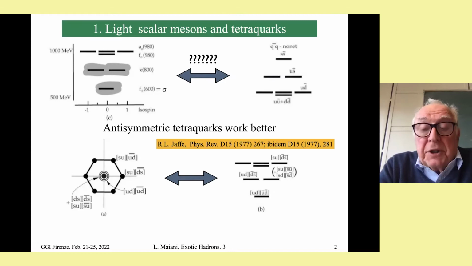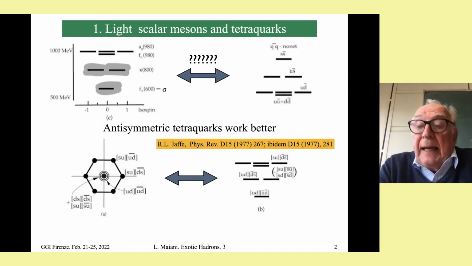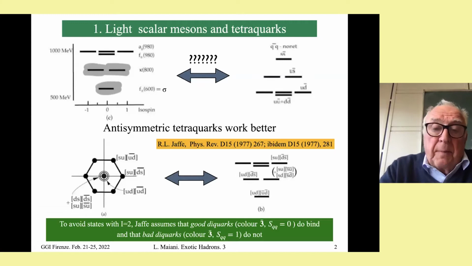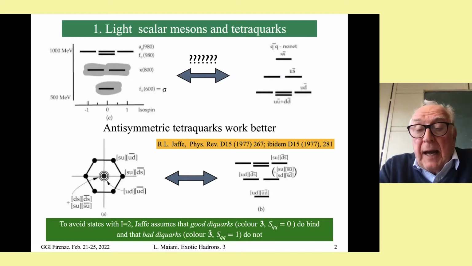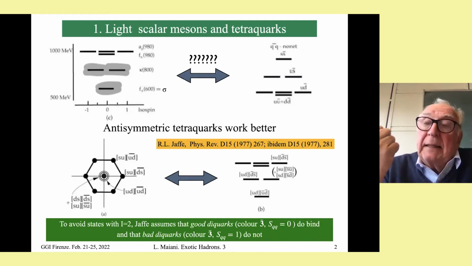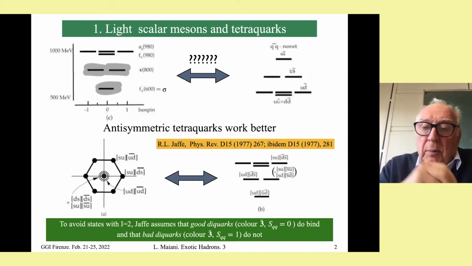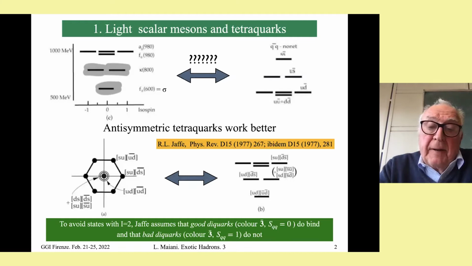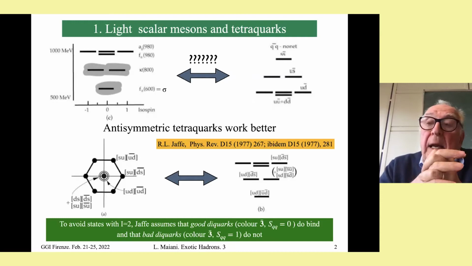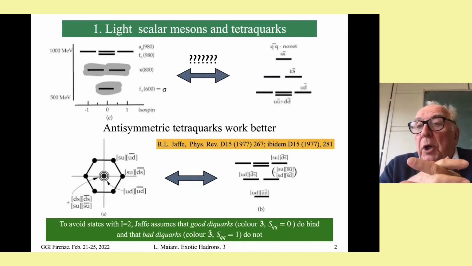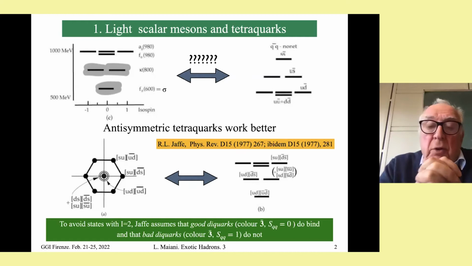And he proposed that, and he made a philosophy about that by distinguishing what Jaffe called the good diquarks and the bad diquarks. The good diquarks are, in the present terminology, which includes also color, antisymmetric in color, antisymmetric in flavor, and antisymmetric in spin. So they have zero for all the quantum numbers, and the bad diquarks instead have always color 3-bar, but they are symmetric in flavor and symmetric in spin. And he assumed that the bad diquarks would not bind, would not form hadrons, and that would explain why we do not see, for instance, resonances with isospin equal 2. We only see resonances belonging to nonets of SU3, so no isospin equal 2.